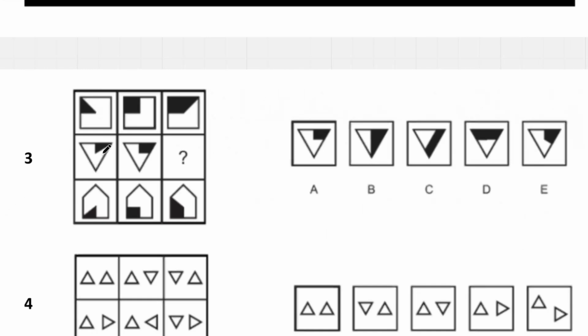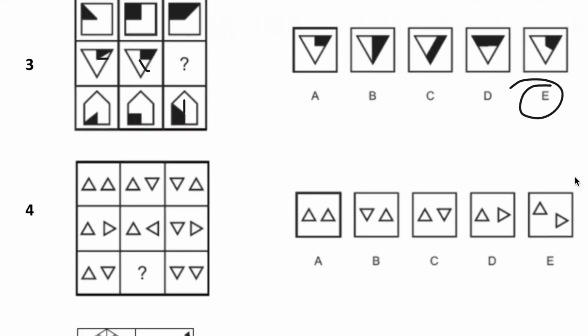And then for question 15, we're adding a quarter each time, like a triangle. So if we add this way, we have to be focused on the triangles. If we add another one, it's going to look something like this. We're adding a quarter of the triangle, or half of the square, which looks like a triangle. So it's going to be E.